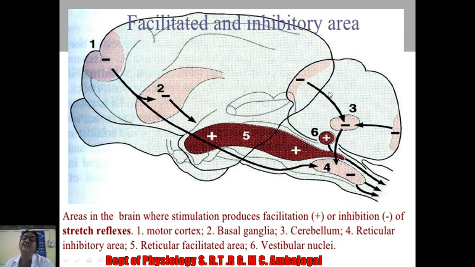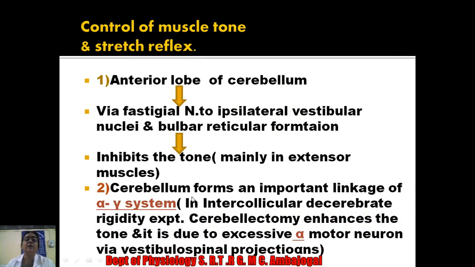Now here, if the cerebellum is removed, this vestibular nuclei inhibitory influence will get lost, and this rigidity shifts to being mainly due to the alpha motor neuron. So the cerebellum is called the center of the alpha-gamma linkage in the decerebrate rigidity preparation. How will you explain that the cerebellum forms an important linkage of alpha-gamma?